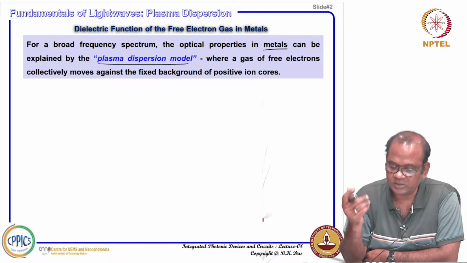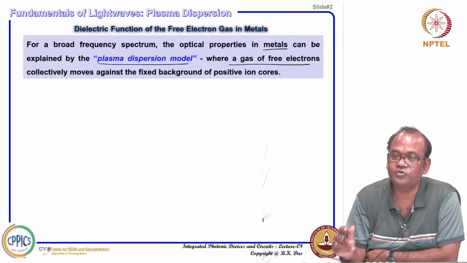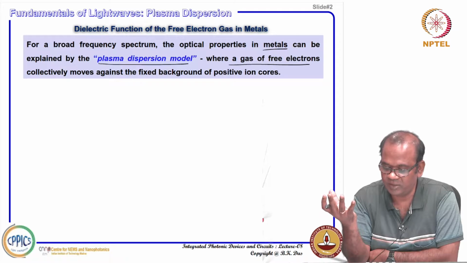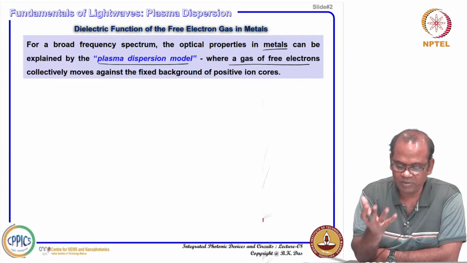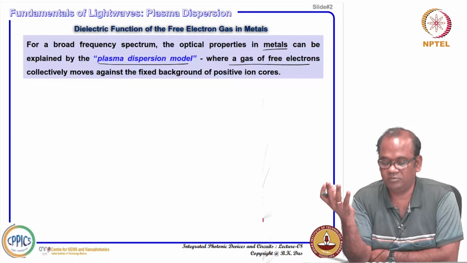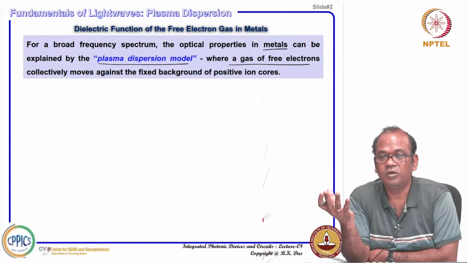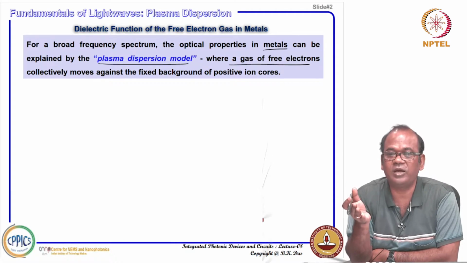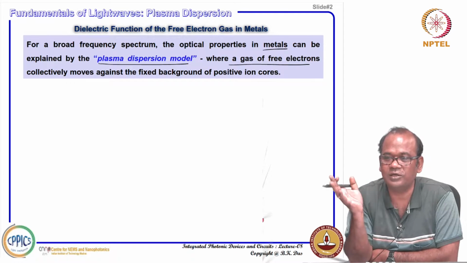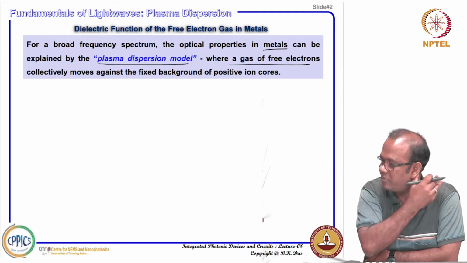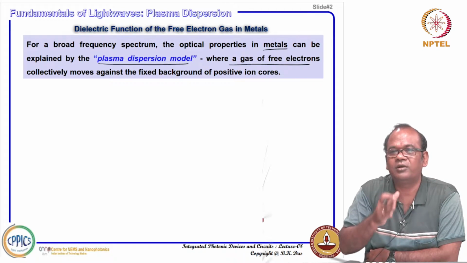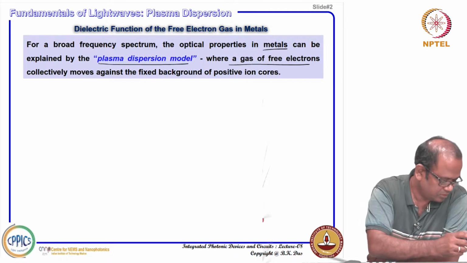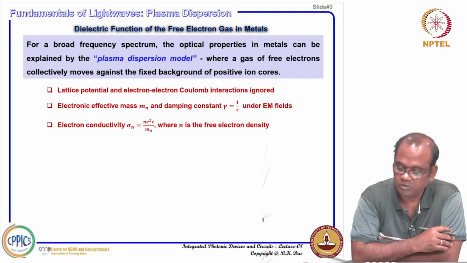So, in this plasma dispersion, we assume a gas of free electrons, a very heavily doped, high concentration of free carriers, free electrons for example, that collectively moves against the fixed background of positive ion cores. That is true for both. It can happen for the so called transverse electromagnetic wave as well as the longitudinal wave we considered earlier, where a plasmonic wave can also take place. But the transverse wave can also see some kind of electron motion in the vertical direction if you consider the wave propagation.